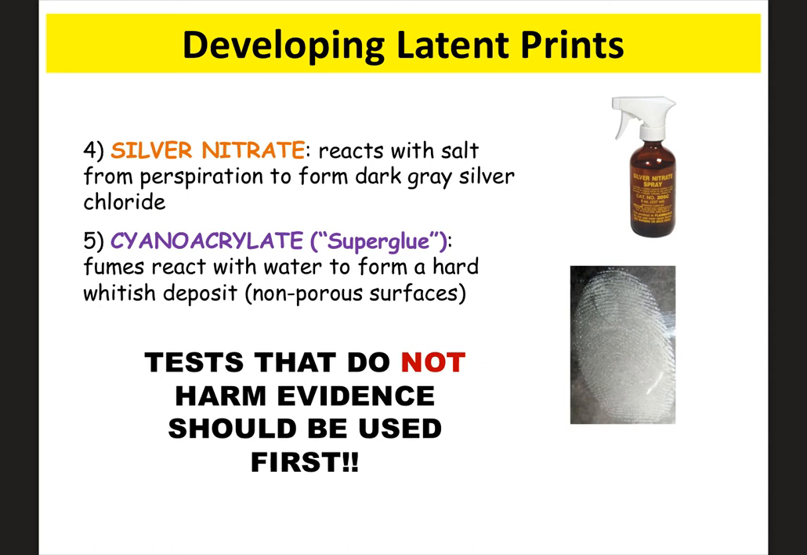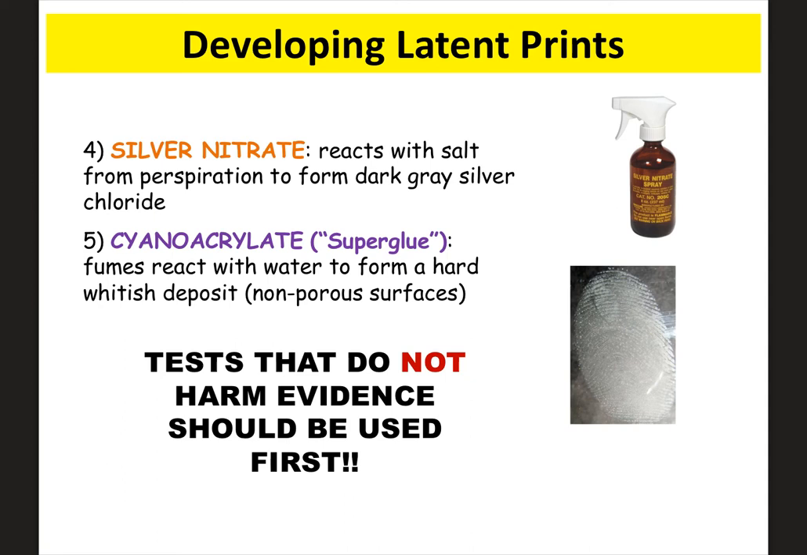All right, another way here is silver nitrate. You can actually spray this on something that you want to develop the print, and it reacts with the salt from perspiration, and it forms this kind of dark color. You're forming kind of silver chloride here, so you'll actually start to see the print develop that way. Again, I've never actually used that way.